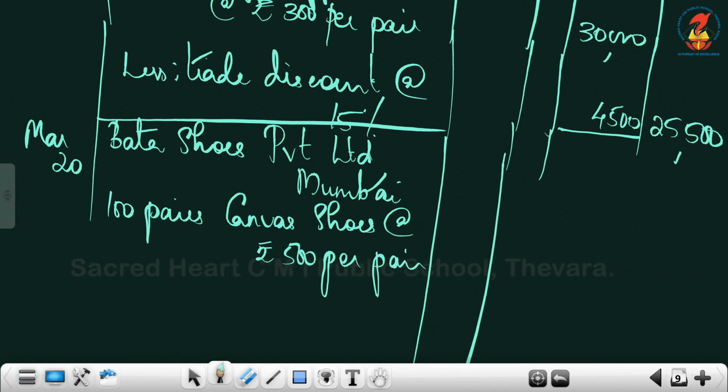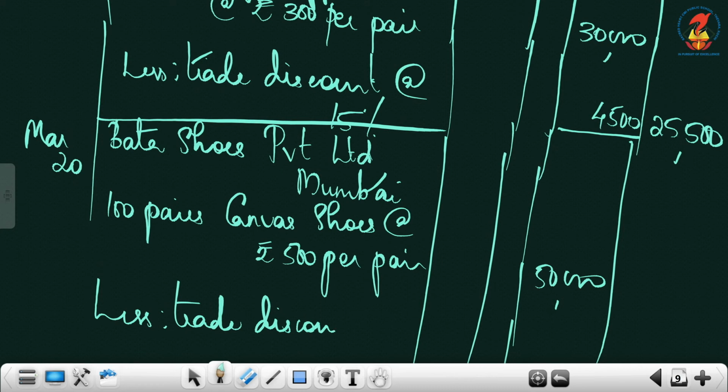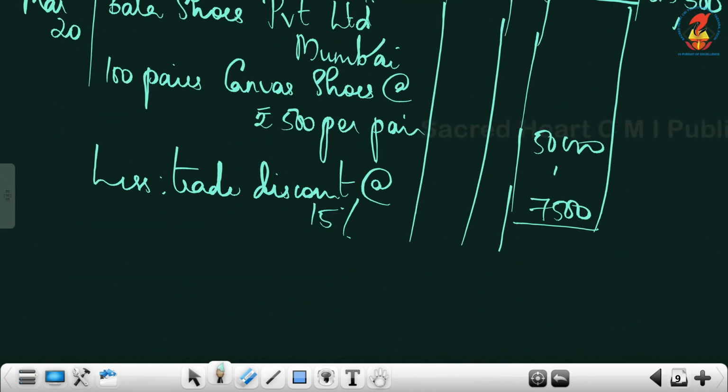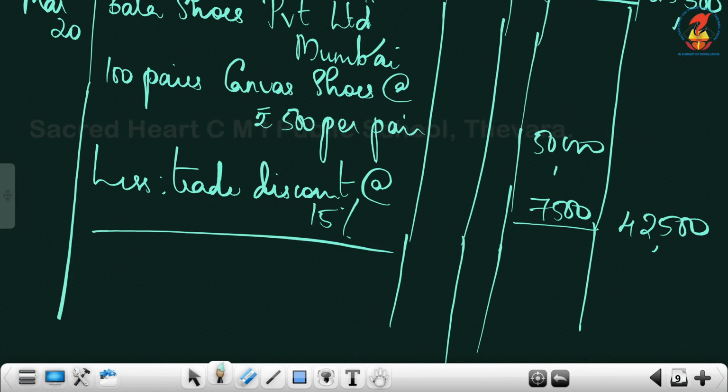So 500 into 100, 50,000. Then is there anything to be deducted? Yes, less trade discount at the rate of 15%. So 7,500. Nothing to be added with this. So you can write the figure in the outer column now. 42,500. Only 2 transactions. Other 2 transactions we already recorded.